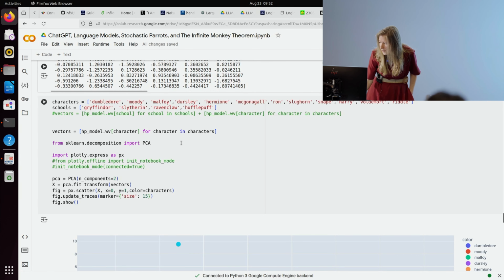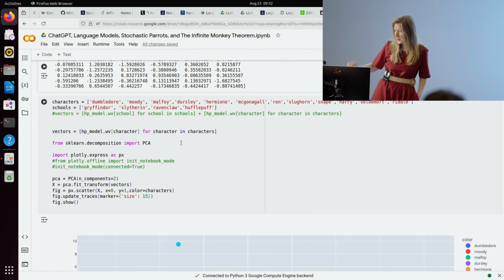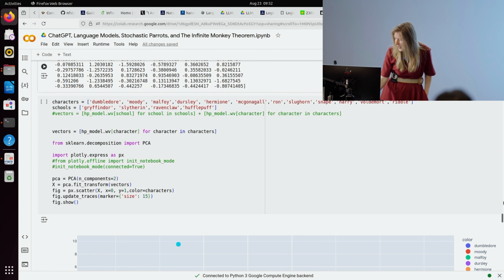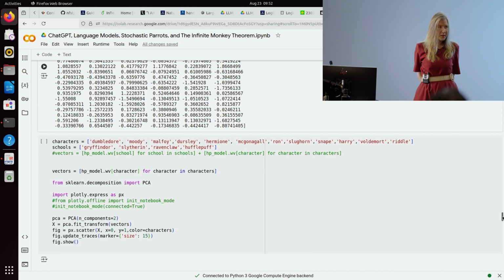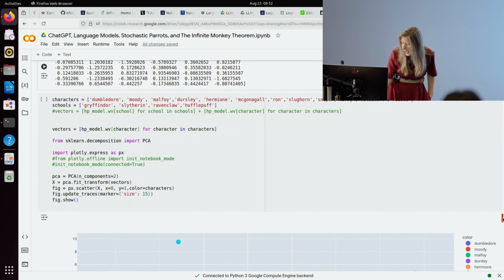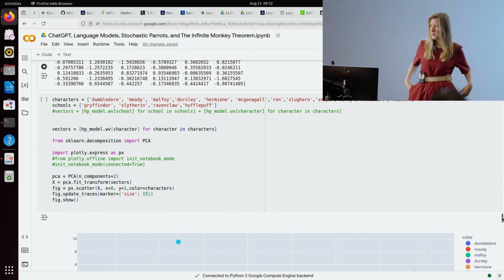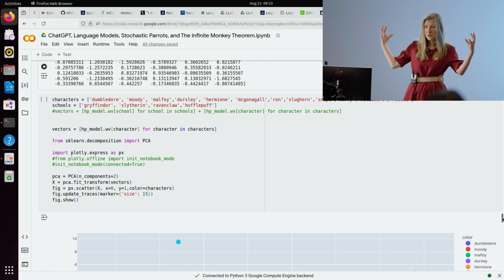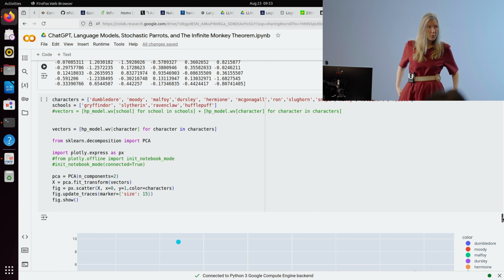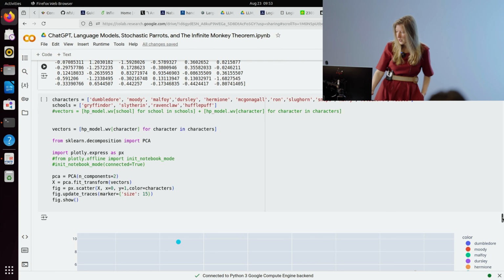So, finally, when we have such representations, we can of course visualize them. But it's hard to visualize when you have 300, 400, 500 dimensions. So in order to do that, we have this fancy thing called principal component analysis. We just project the most important information into two-dimensional space. We pick the most informative dimensions and project them into two-dimensional space.